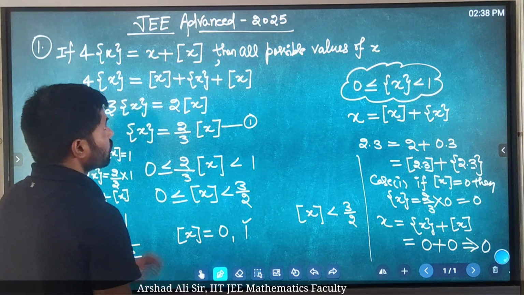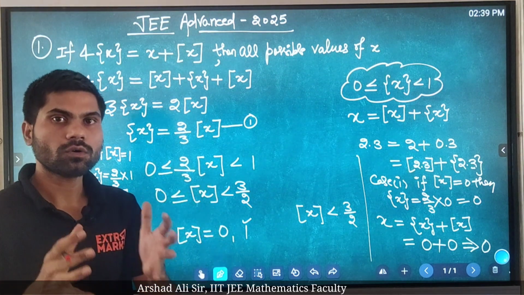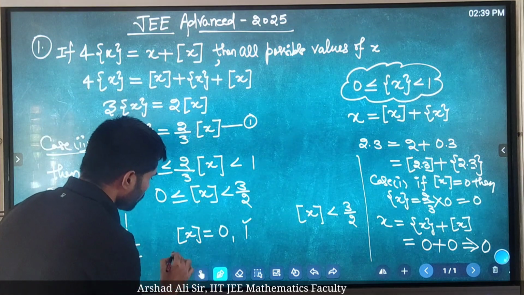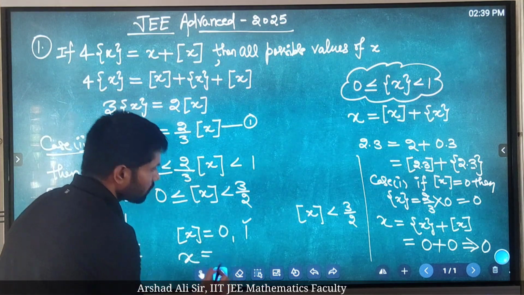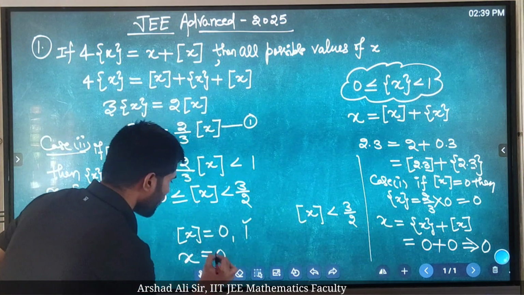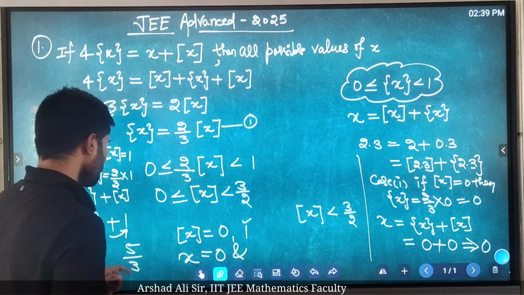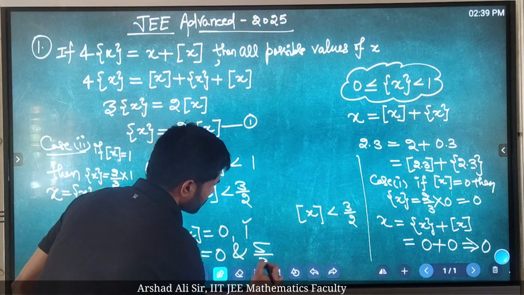Okay student, what is our main question? Find all possible values of x. So all possible values of x are: the first value we got is 0, and the second value we get is 5 by 3.